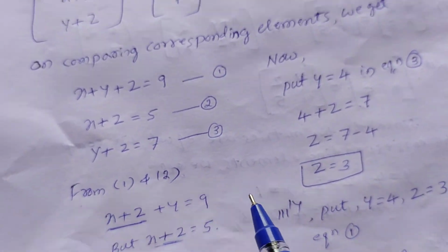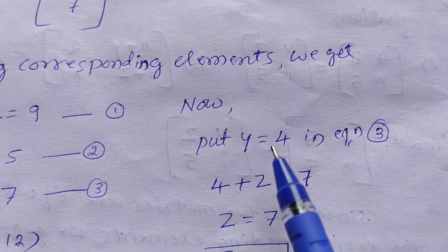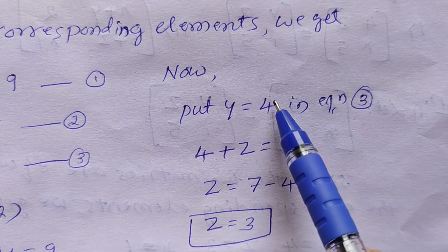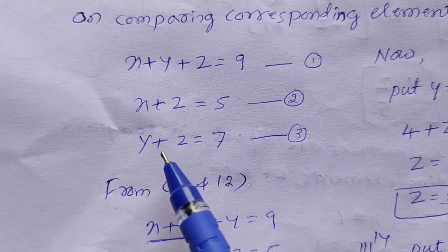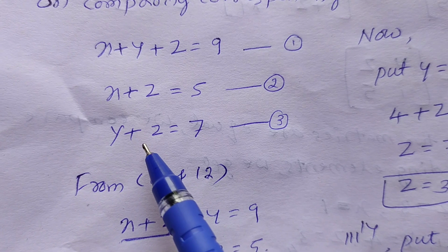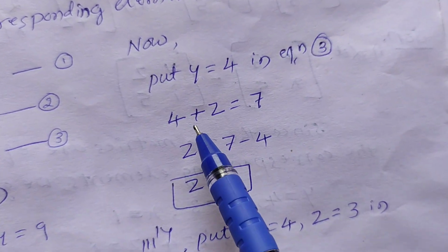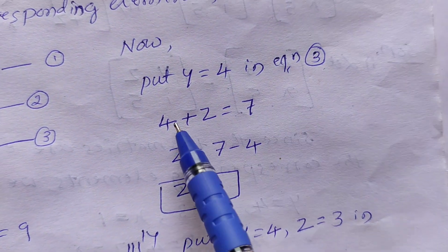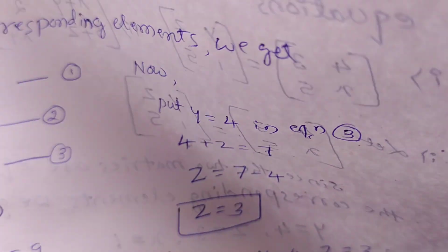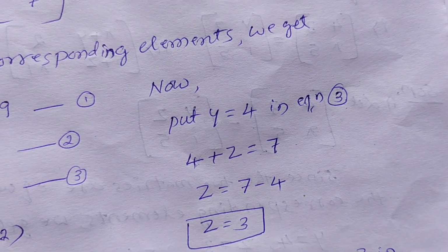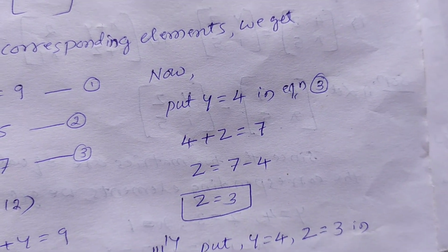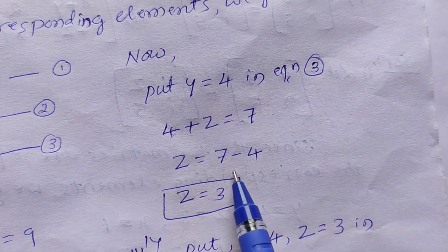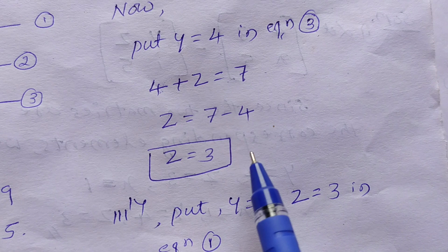After finding the value, put the value of y is equal to 4 in equation 3. See here, equation 3, that is y plus z is equal to 7. Therefore, with the value of y, that is 4 plus z is equal to 7. Transfer the 4 to the right side. That becomes minus 4, z is equal to 7 minus 4, that is z equals 3.